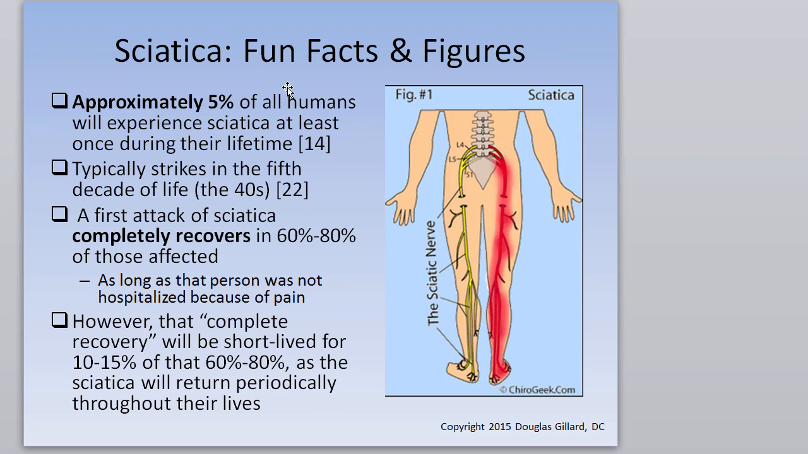Here's another one of those slides, right? Ooh, easy to make questions out of a slide like that. Affects 5% of all humans at least one time in their life. Typically loves the 40s, right? 44 is classic age of all outcome studies. The first attack will recover in about 70% of people, 60, 80%, but 10 to 15% of those supposed complete recoverers don't really completely recover because they have relapses throughout their lives.